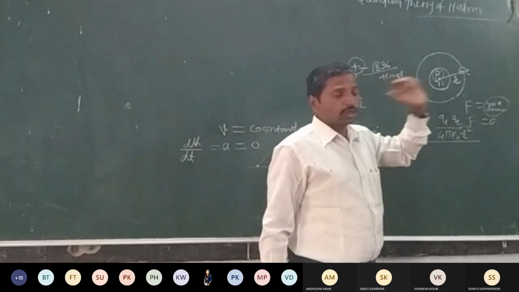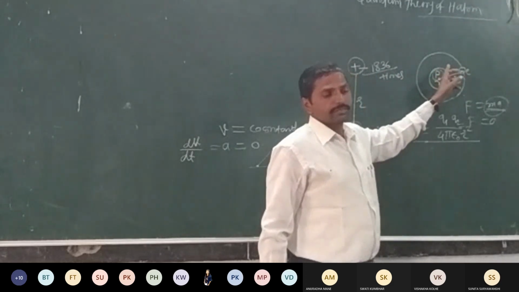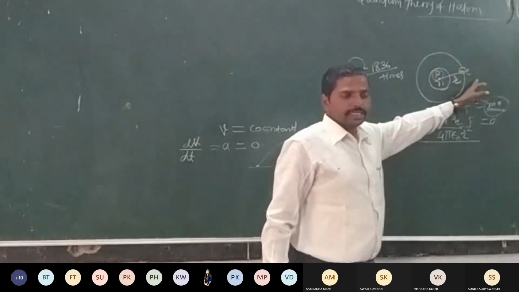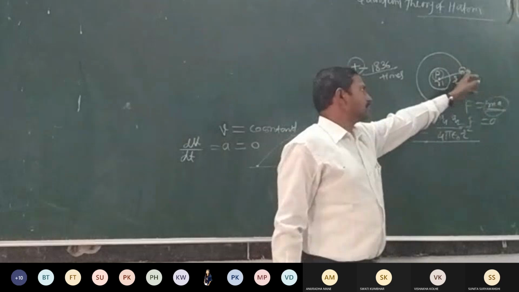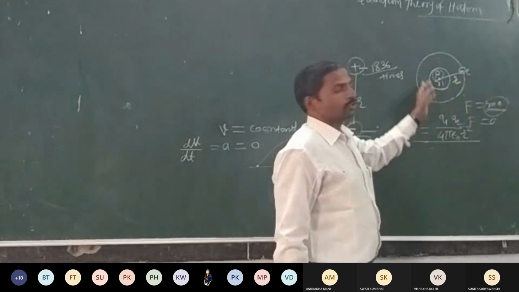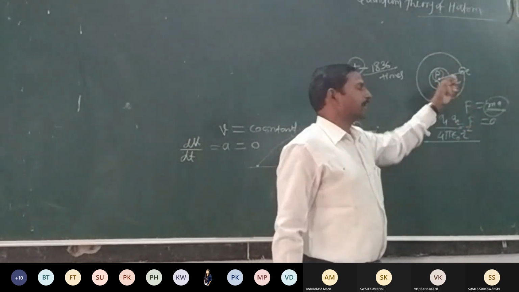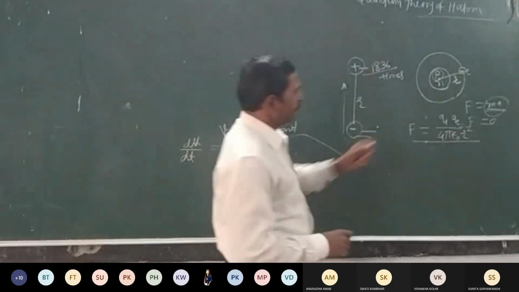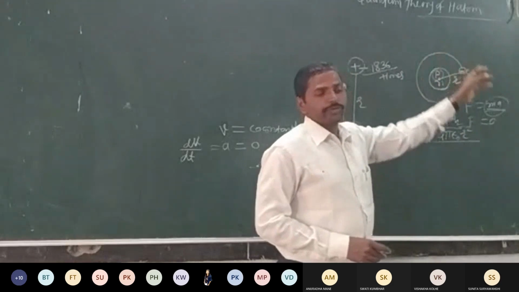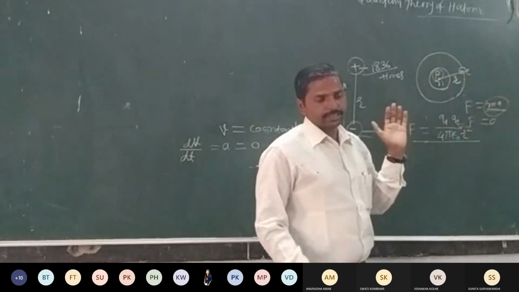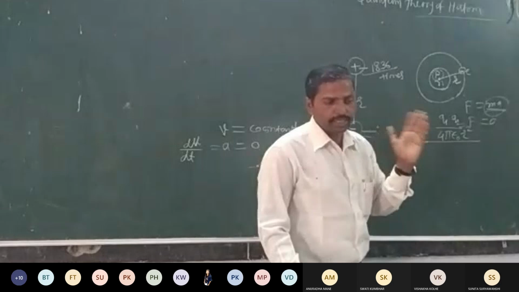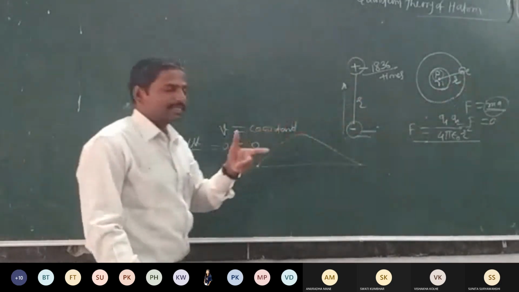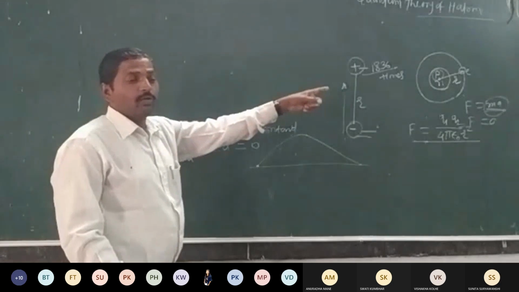It failed to explain why that electron does not collide inside the nucleus. If it is accelerating, or decelerating while coming inward, then the electron should have fallen into the nucleus, but it cannot be like that. So what happens? That electron is continuously moving in the orbit around the nucleus forever. So this is the first failure of classical mechanics.